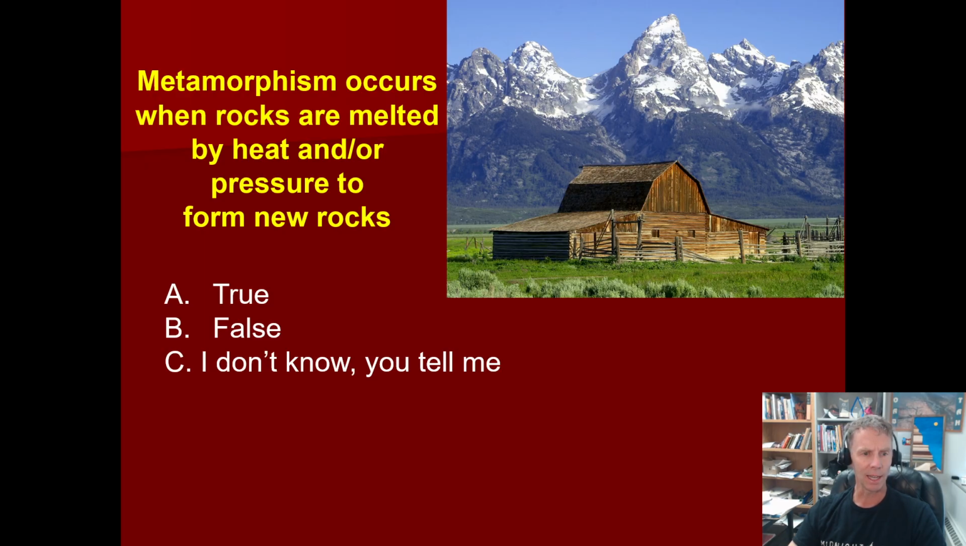Okay, let's go ahead and dissect this. So again, the statement is metamorphism occurs when rocks are melted by heat and or pressure to form new rocks. Well, for a true-false statement to be true, it needs to be completely true. And as you read this statement, it sounds pretty good, like it's very compelling, but the one word that messes it up is right here, melted. Metamorphism does not involve melting rocks. When we melt rocks, we take them back into magmas, essentially, and that's taking it back into the igneous realm.